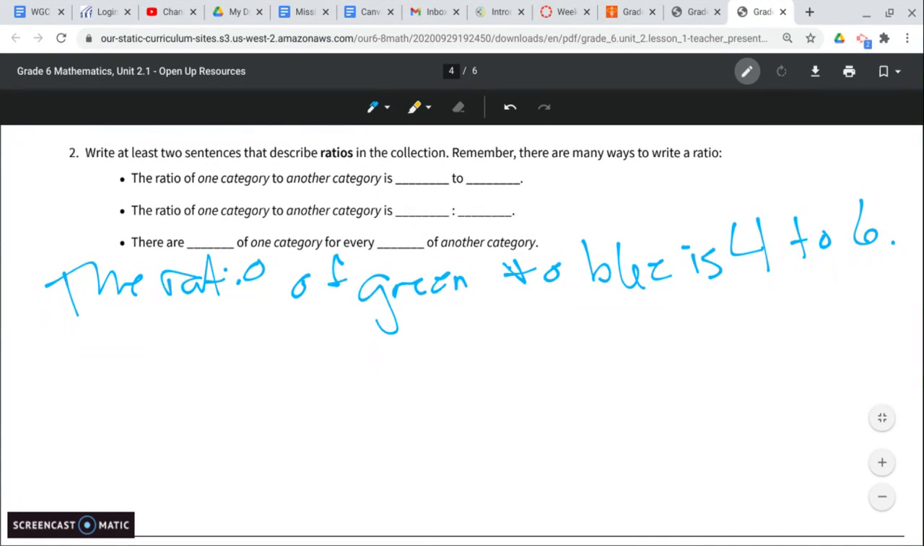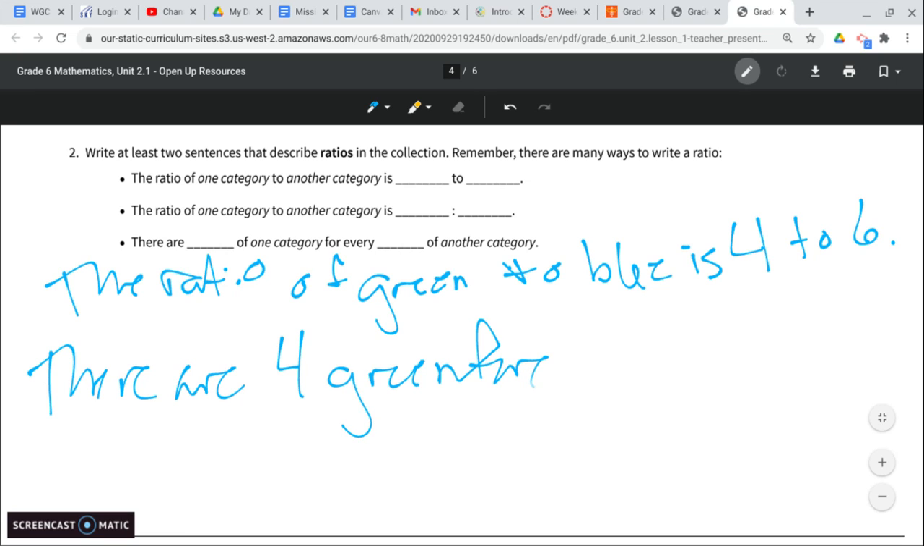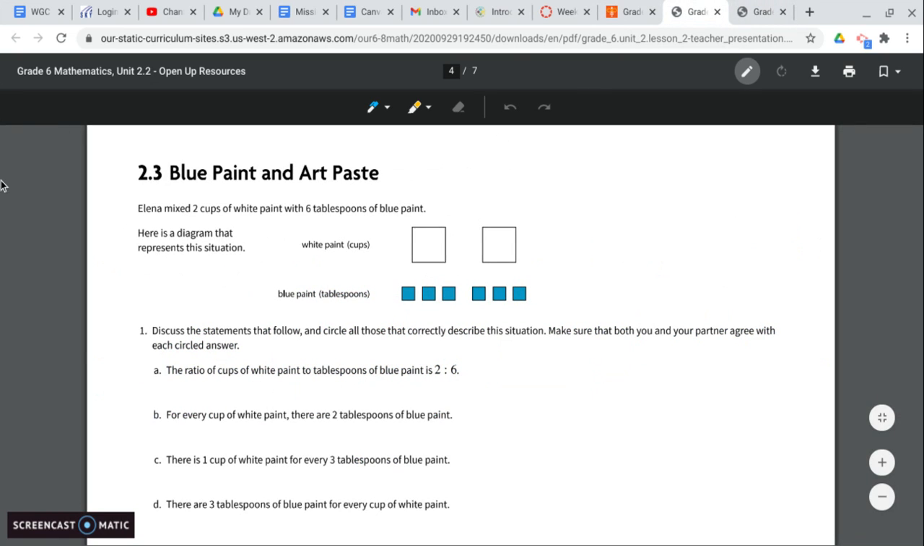The other one that we're going to look at is there are 4 green for every 6 blue. So this is another way that we can write these out. So these are the different ways we have to write out ratios. All right, let's go ahead and move on to lesson 2 and take a look at this.